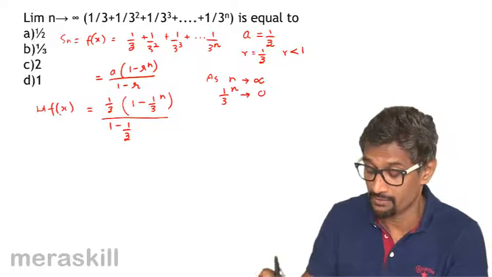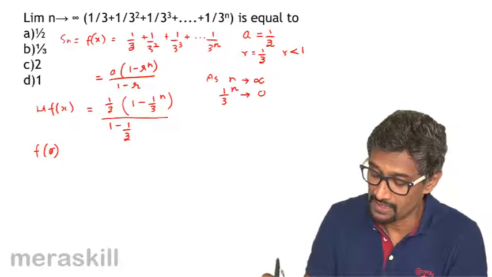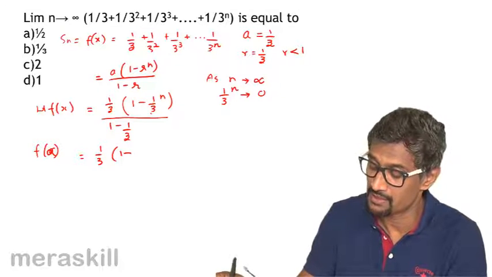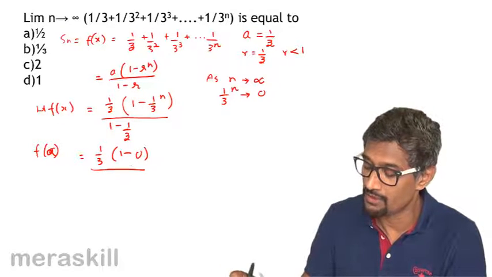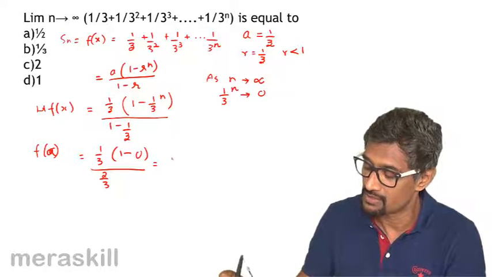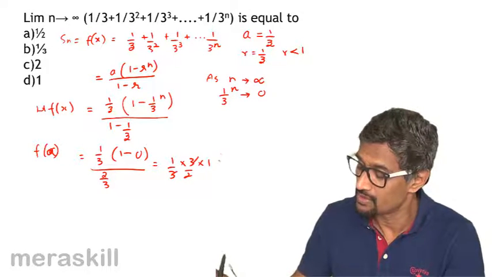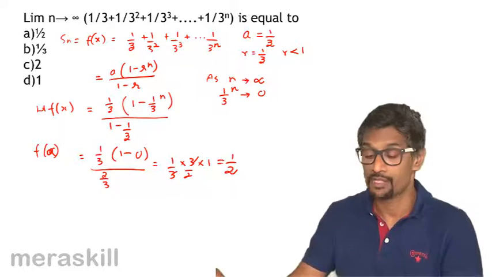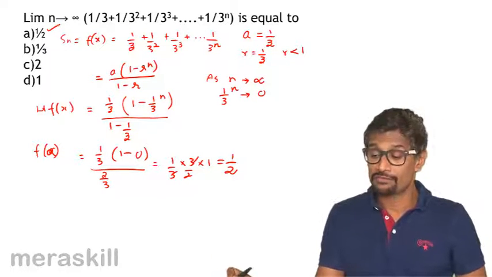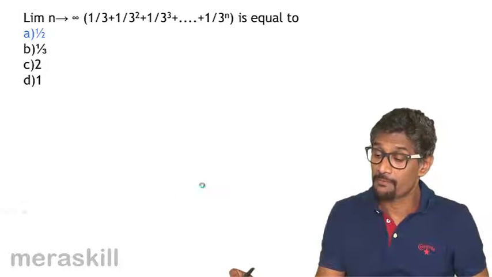The limit is determinate, the same as f of infinity, which is nothing but 1 by 3 into 1 minus 0, since this turns out to be 0, upon 1 minus 1 by 3. 3 ones are 3, minus 1, 2 by 3. So it's 1 by 3 into 3 by 2 into 1. So this turns out to be half. So the value of this particular limit is nothing but half. Let's check. Yes, we do get it as half.